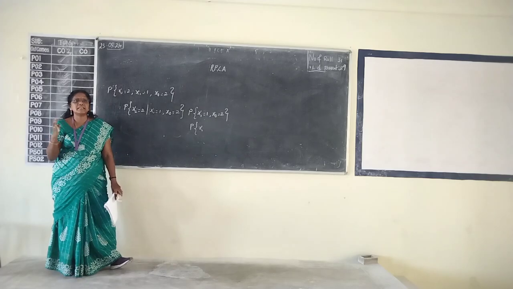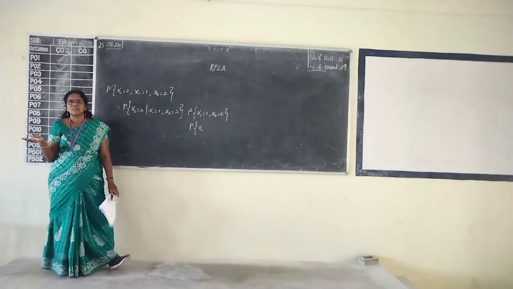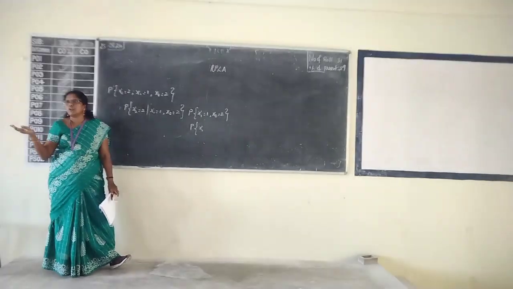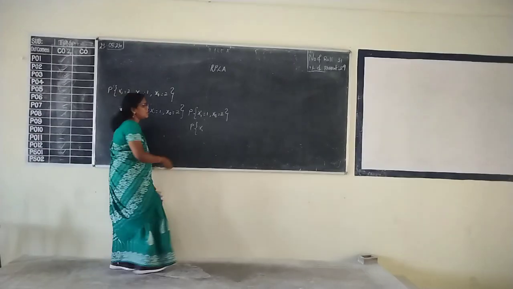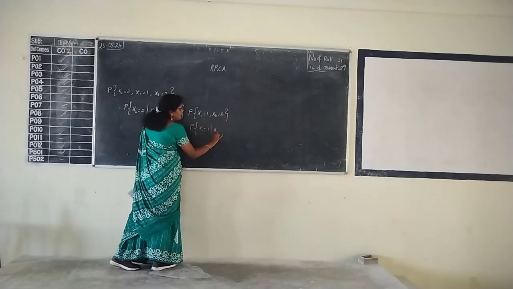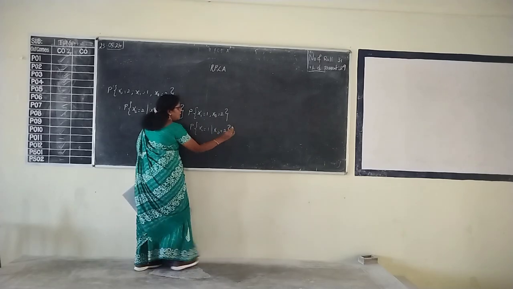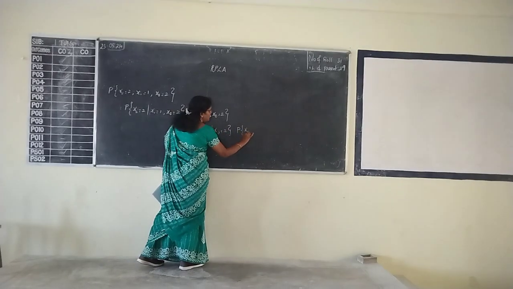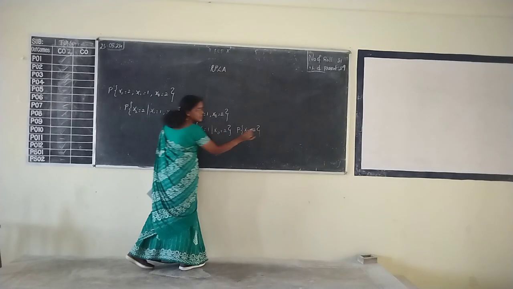Again say A intersection B, what is the definition? A given B into P of B. Same logic. So how do you write this one? x1 equal to 1 given x0 equal to 2 into probability of x0 equal to 2.